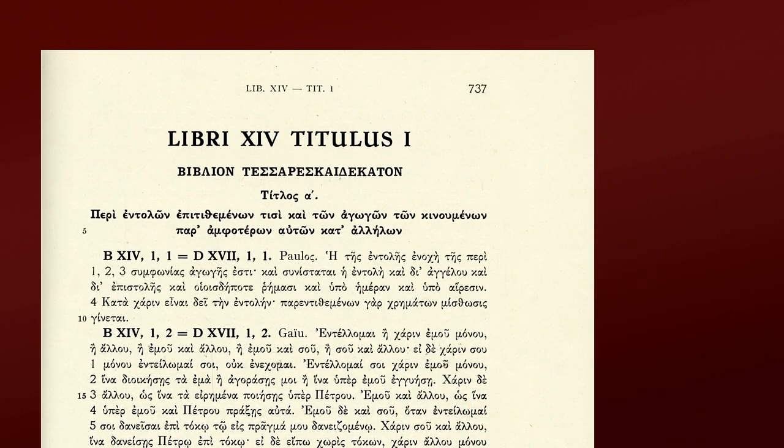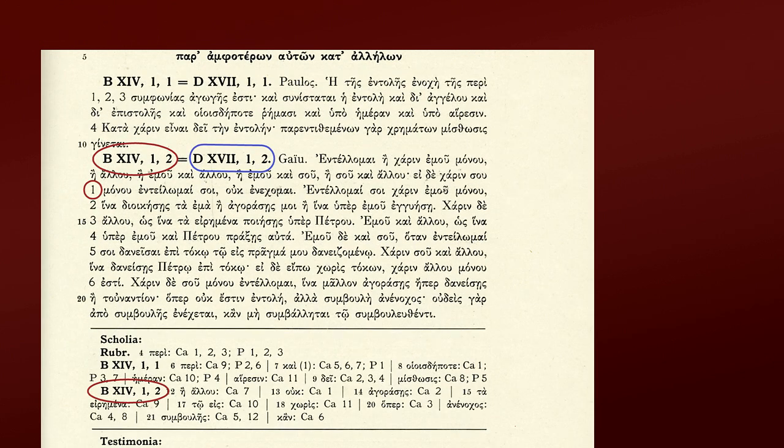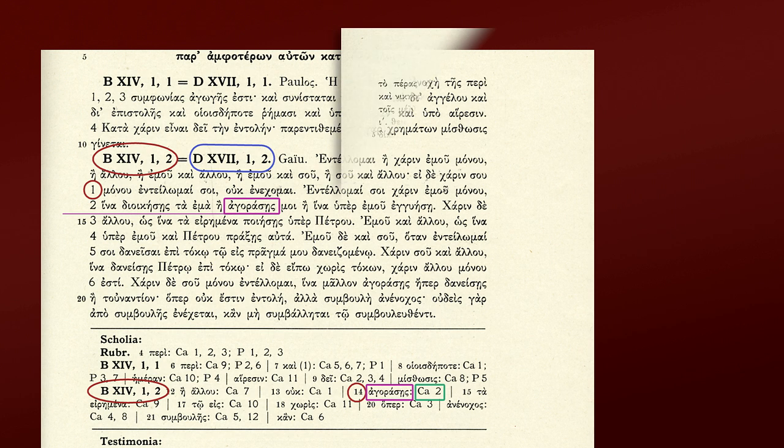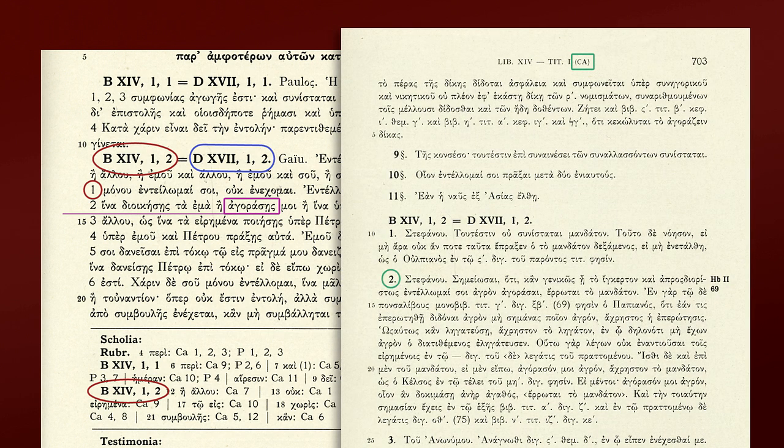Let us have a look at page 737 in volume A2. In this example, we find at B14.12.1, corresponding with digest 17.1.21, in the entry of scholia in line number 14 the word agoreses. It corresponds with the word in line 14. In the entry, the word agoreses is followed by CA2. This means a scholion in manuscript CA with number 2 is placed at this word, as we find in volume B2 at page 703, lines 13 to 24.